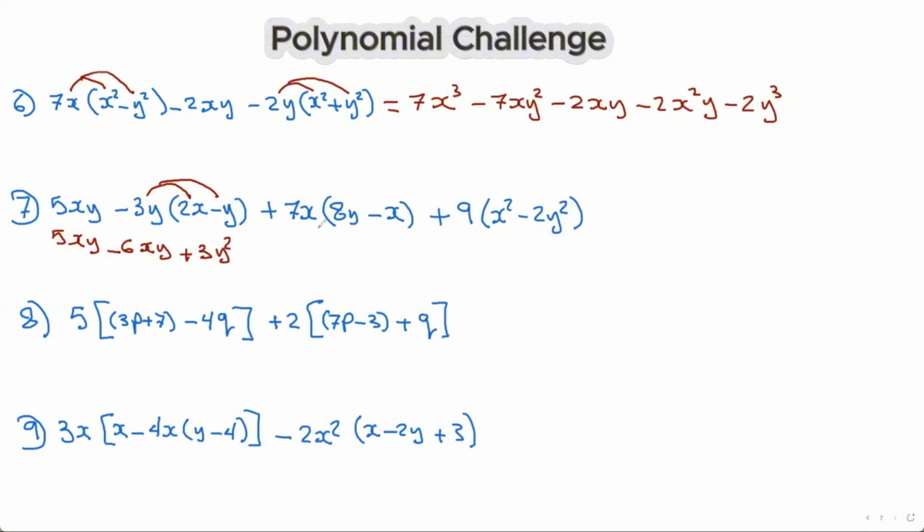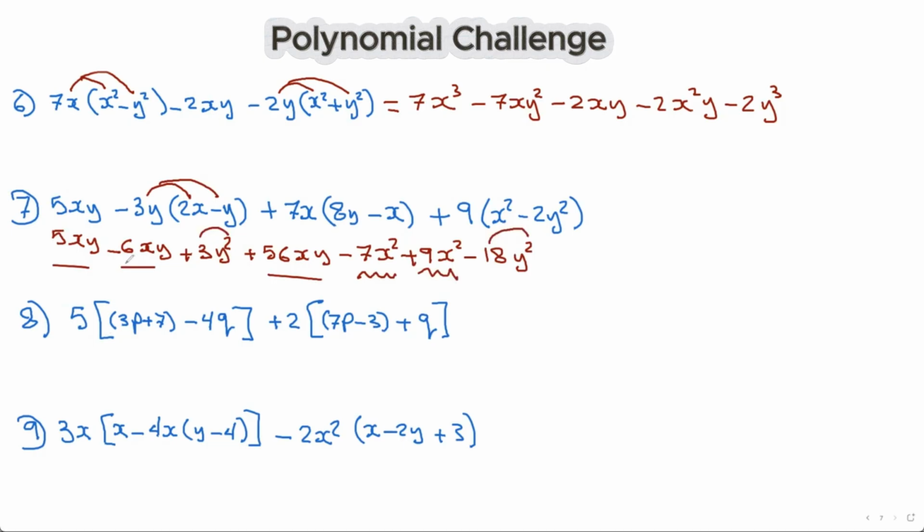Now here, plus 7x times 8y is just plus 56xy, and plus 7x times negative x is just going to be negative 7x squared, plus 9 times x squared is just 9x squared. 9 times negative 2y squared is just negative 18y squared. Like terms, this, and also these are like terms, and then the hat is on the y squared.